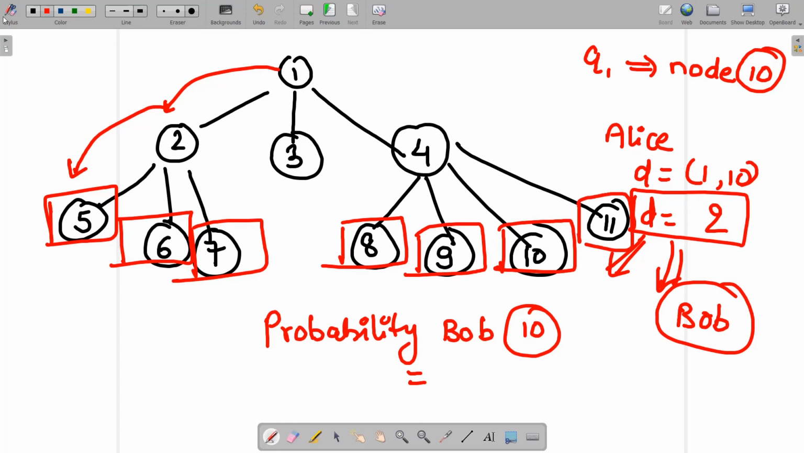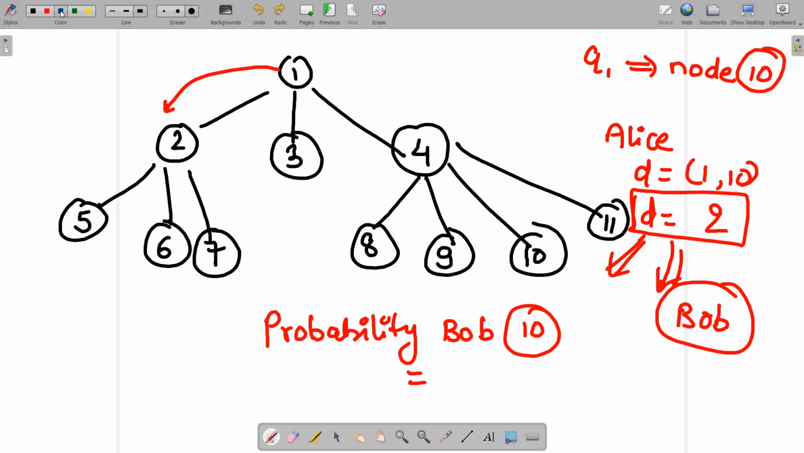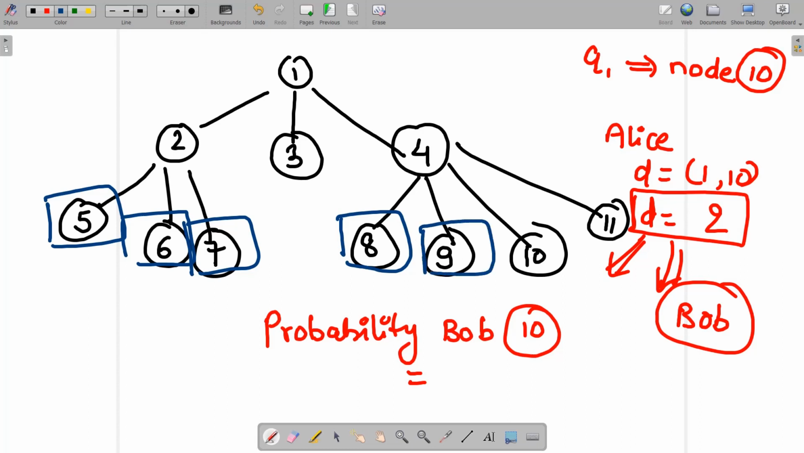Okay, so I think I need to change the color, that would be better for you. Let me erase this one also. You can reach all these nodes like node 5, node 6, node 7, node 8, node 9, node 10, node 11. Okay, so Bob has to cover this distance d equal to 2, which is being provided by the allies, and Bob wants to reach node 10.